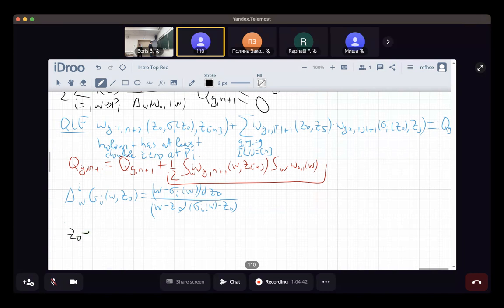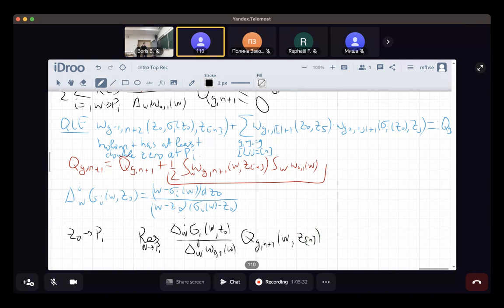So z0 tends to pi, and we look at just the i term. So the i term looks like the residue at w tends to pi. Why only the i's? Let's just for a moment look at the i-th term: delta w_i g_i w_0 over delta w_i omega_0,1 of w times q_{g,n+1} of w. So let's look at just the i term.